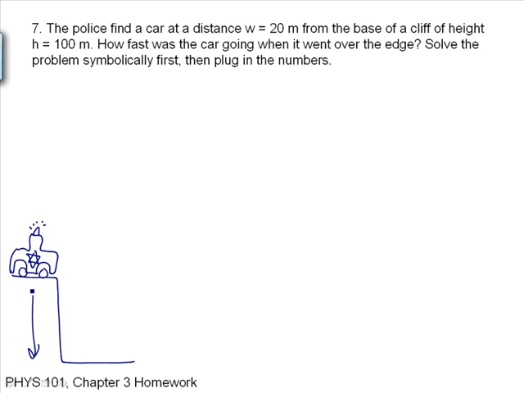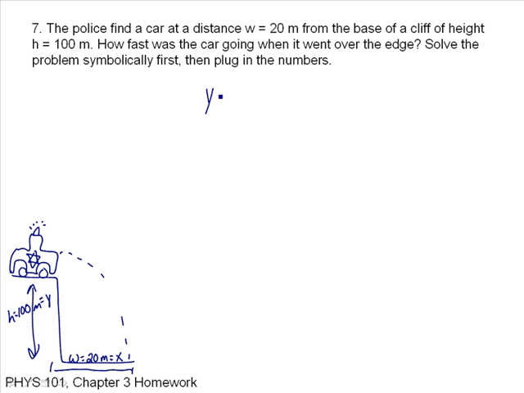The cliff has a height of 100 meters. And the car follows a trajectory. It's like that. And it goes a distance w, which it says is equal to 20 meters. Alright, just to be standard, I'm going to relabel these as x and y. That our y is 100 meters, our x is 20 meters.